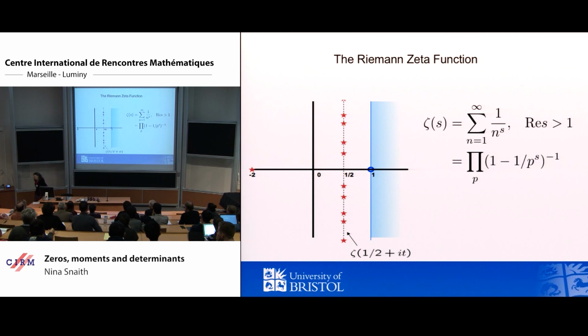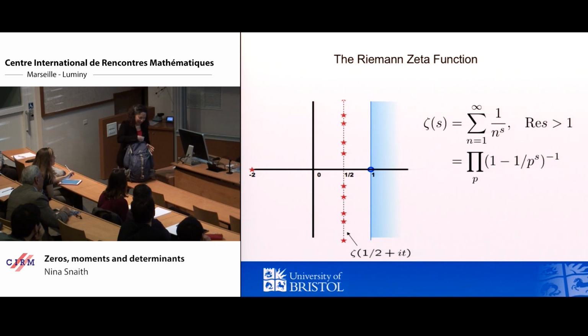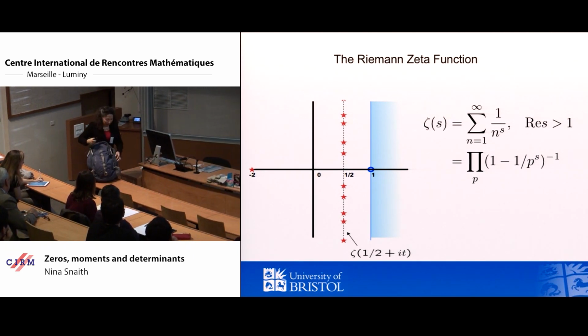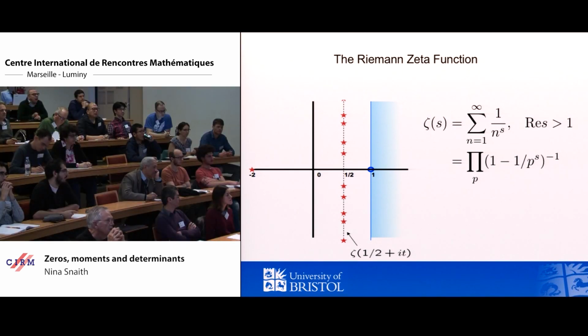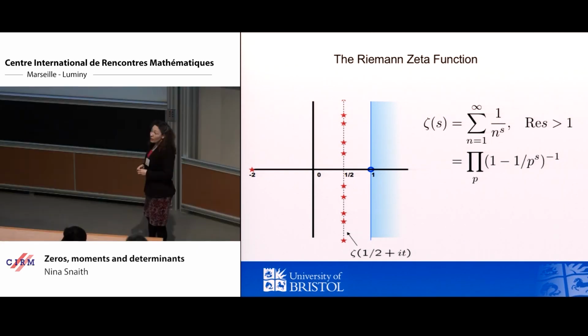But we can continue those expressions so that we have a function on the whole complex plane, which then has a pole at 1, zeros at the negative even integers, and an infinite number of complex zeros lying in the vertical strip between the real part being 0 and the real part being 1. And of course, the Riemann hypothesis says that those zeros lie, as I've drawn them, exactly on the line where the real part equals a half.